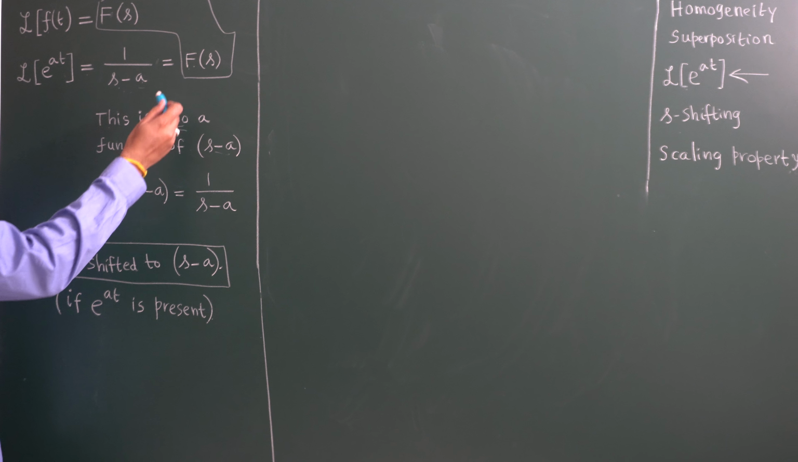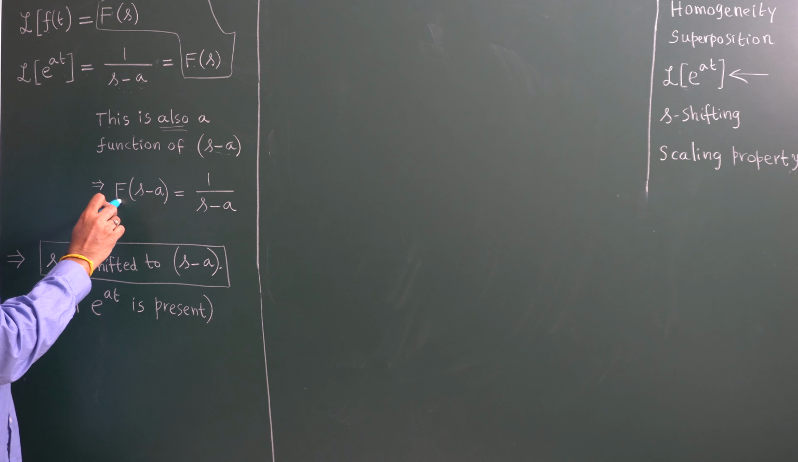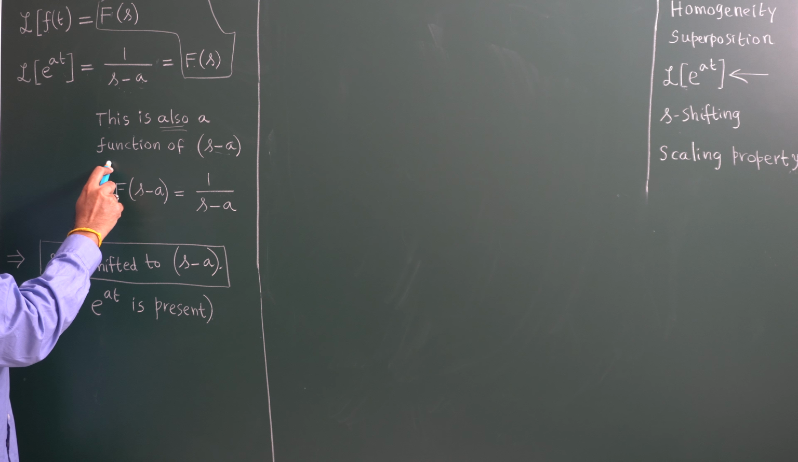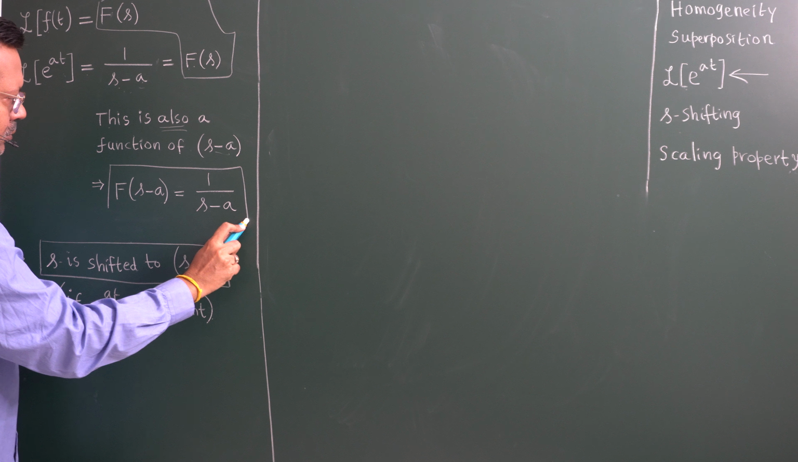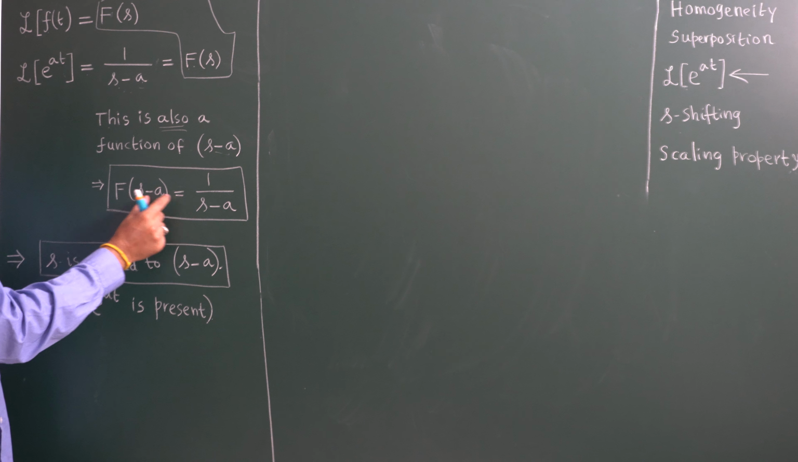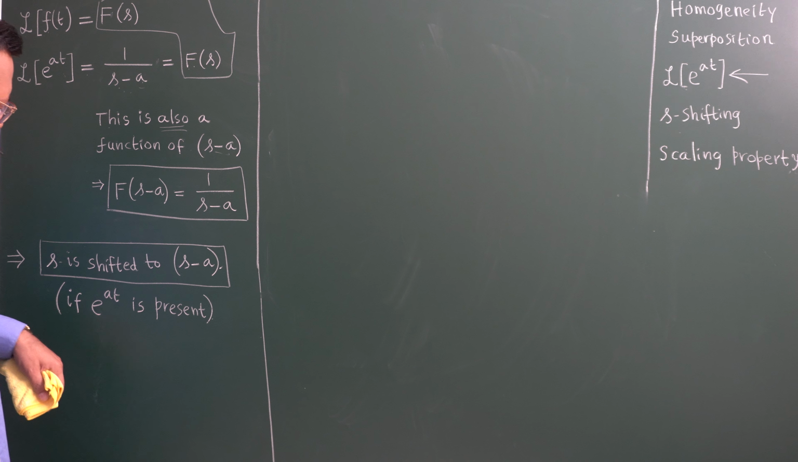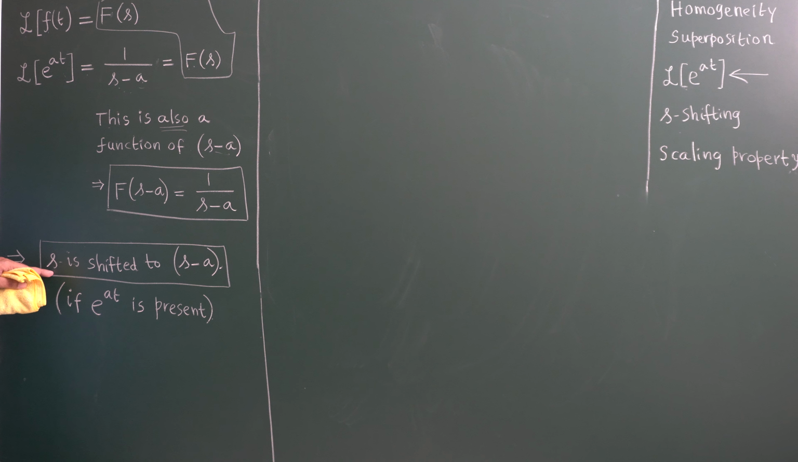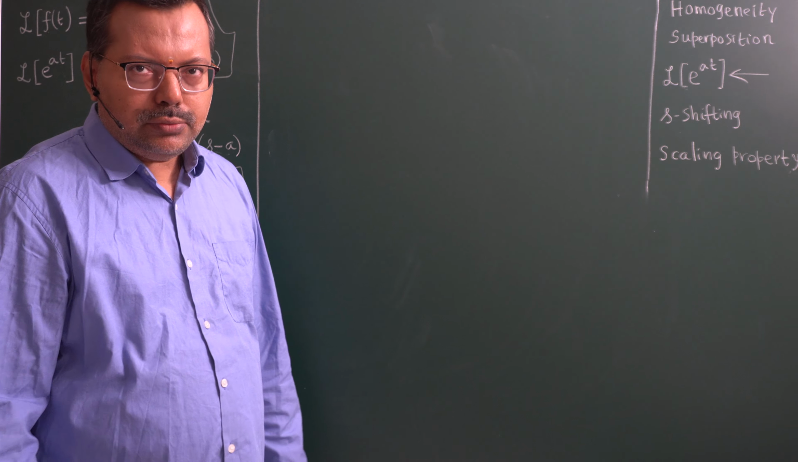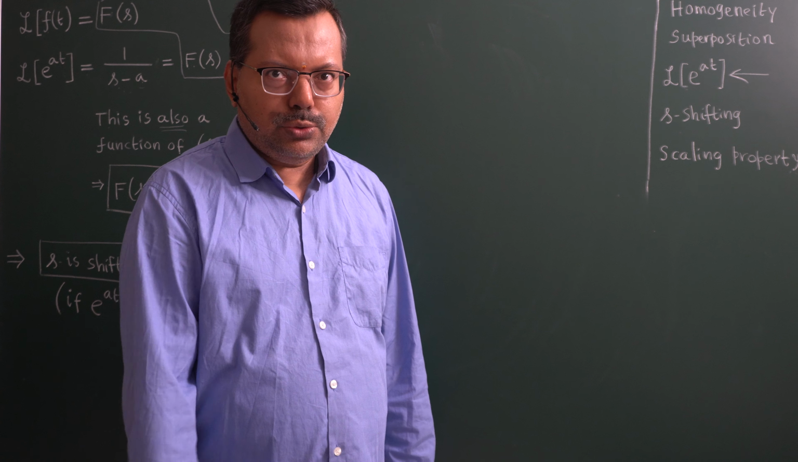So therefore, rather than saying it is a function of s, we will now say that this is a function of s minus a. So now I have written it like that. A function of s minus a is given by 1 divided by s minus a. If you understand it like this, then we can say that s is shifted by a. S is shifted to s minus a. So this is the basic idea of the shifting, what is going on there.